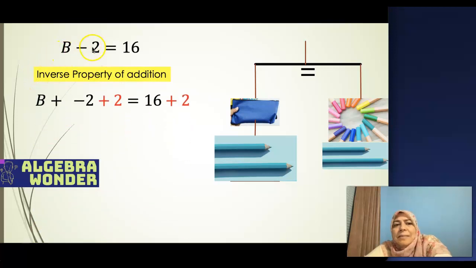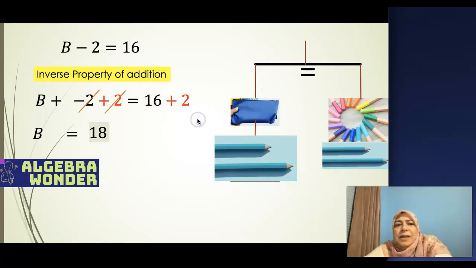Subtracting a number is just adding a negative number. So for the box of pencils, I'm taking away 2, which means I'm adding a negative 2. Again, I'm going to use the inverse property of addition. Why? Because when you add a number and its opposite, they eliminate each other and give you 0. So negative 2 and 2 are going to eliminate. But remember, if you add 2 to the left side of the equation, you have to add 2 to the right side of the equation to keep the balance, or this balance will not work.